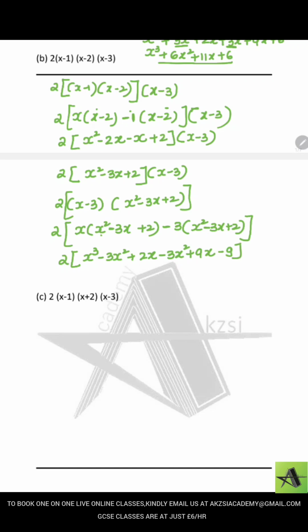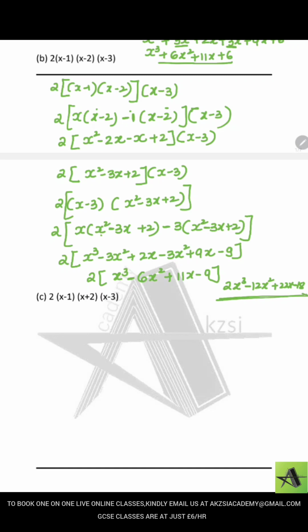Simplifying what's there inside the bracket, it will be x cubed minus 6x squared plus 11x minus 9. And finally multiplying each term by 2, I'll get 2x cubed minus 12x squared plus 22x minus 18. And that's your final answer.